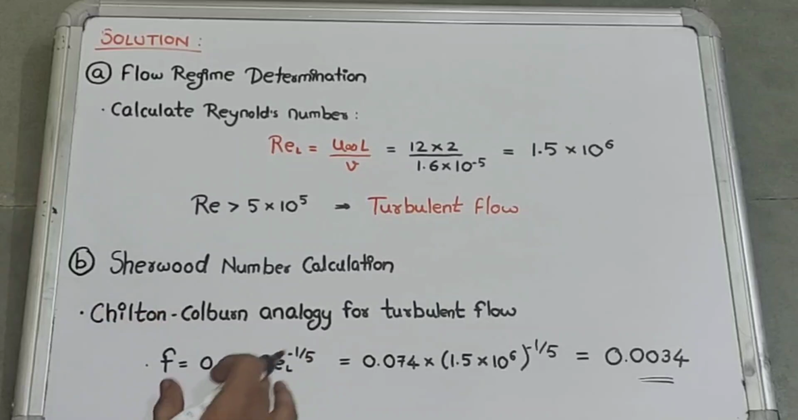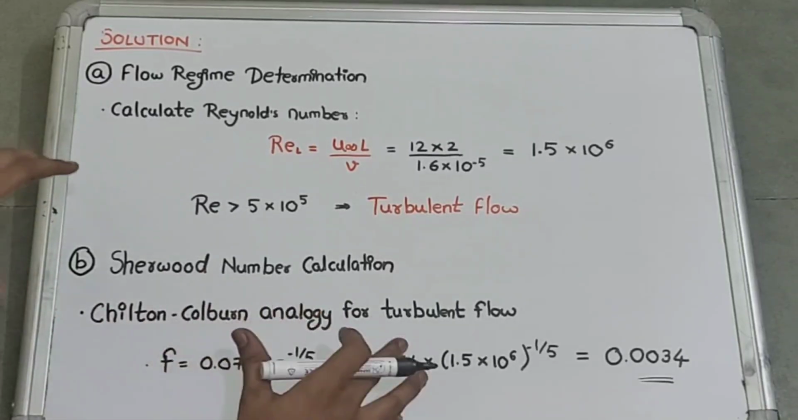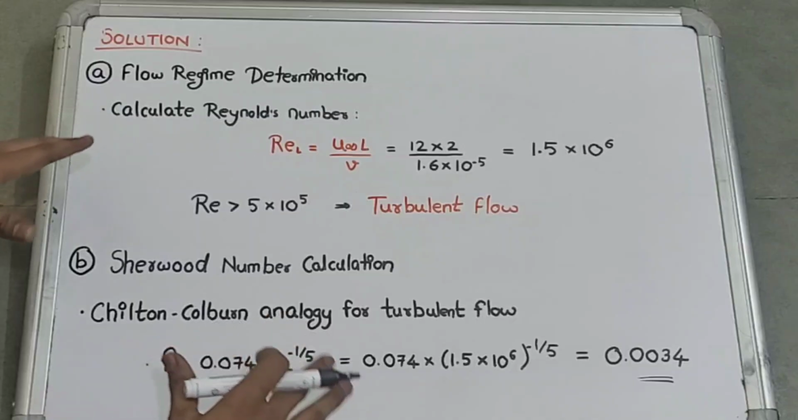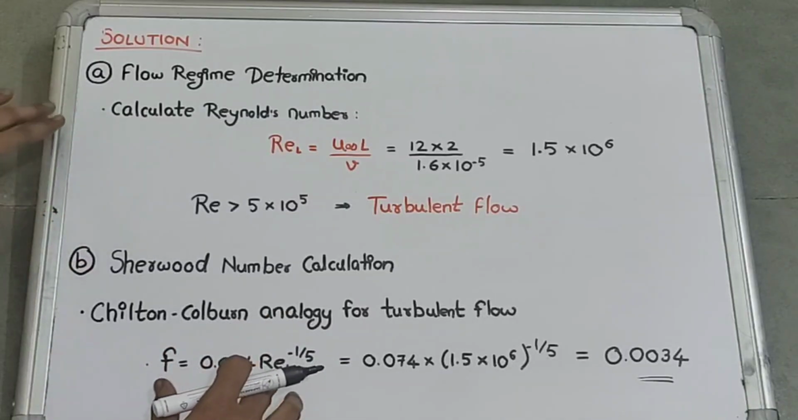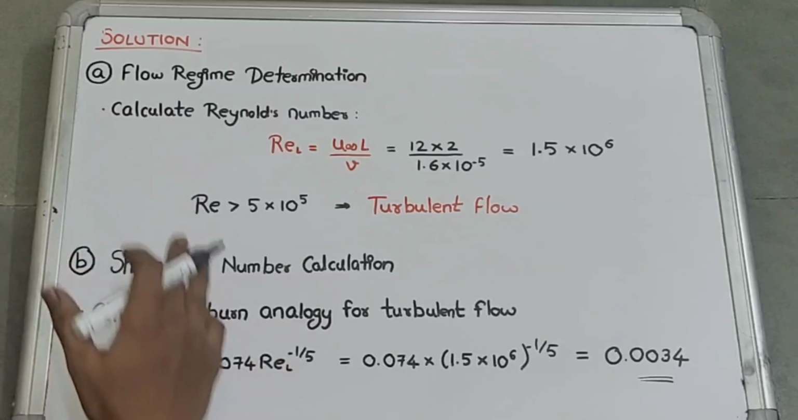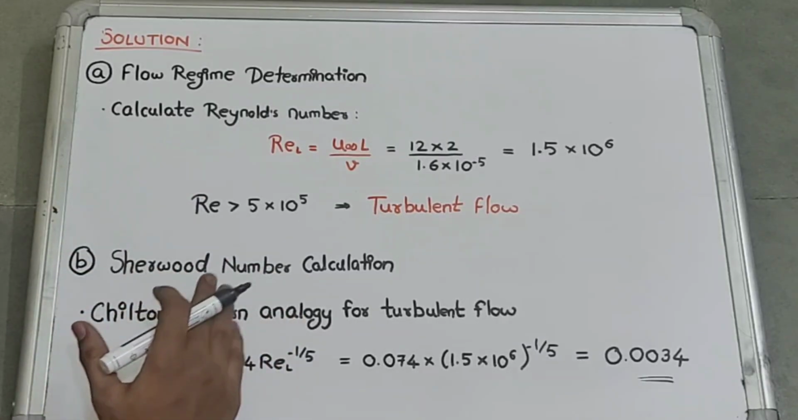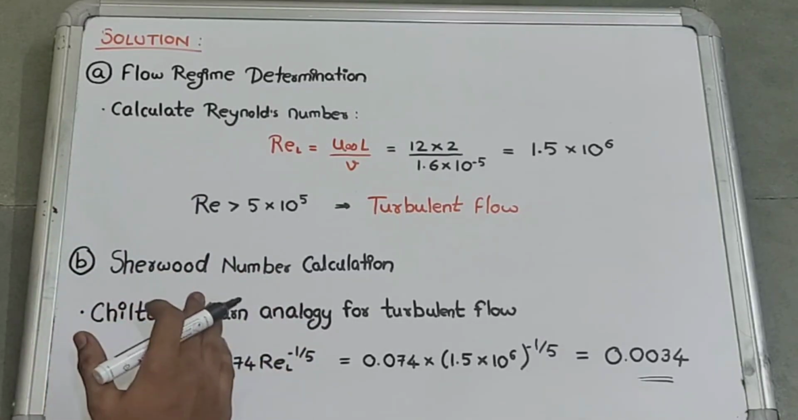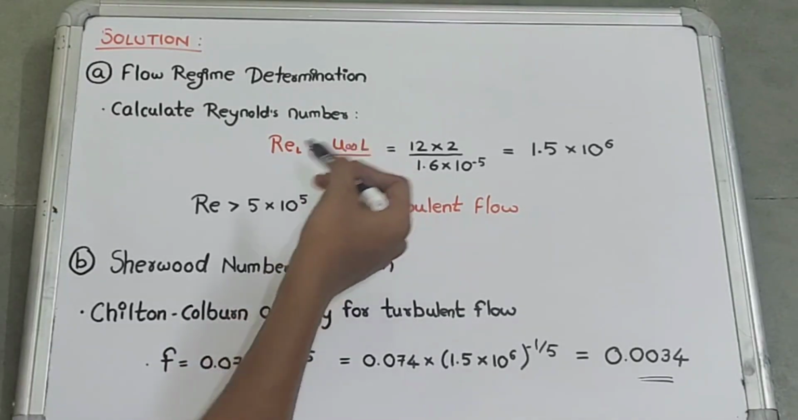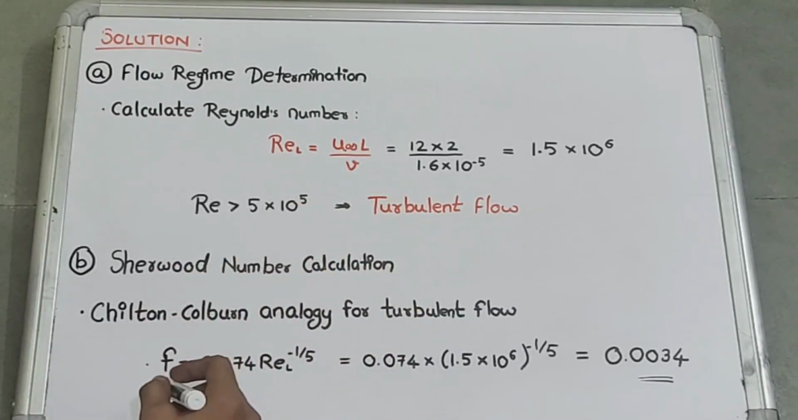So I'm sure that you must have understood the problem and all the doubts related to it. Now let's look at the solution part by part. Part A of the solution states that we need to determine the flow regime. For that, we need to calculate the Reynolds number. Reynolds number is given by the formula, as we all know, velocity into length divided by kinematic viscosity.